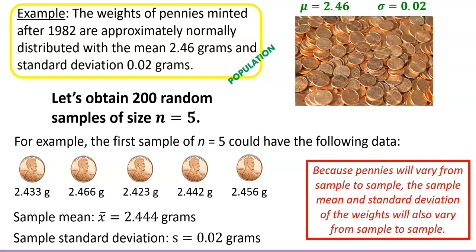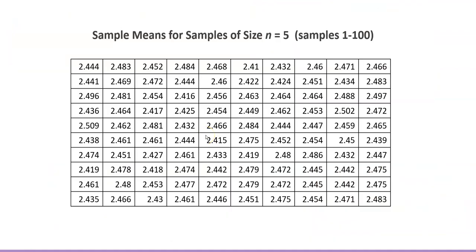Now we said that we can obtain 200 random samples. Let's right now focus only on the sample mean. We saw the sample mean of this first sample, but we have 199 more samples. I'm going to show you this table. What we have here are the first 100 samples and their corresponding sample means. The first sample, that's the one we looked at in the previous screen, has a sample mean of 2.444. Then we're going to take another sample of 5 coins.